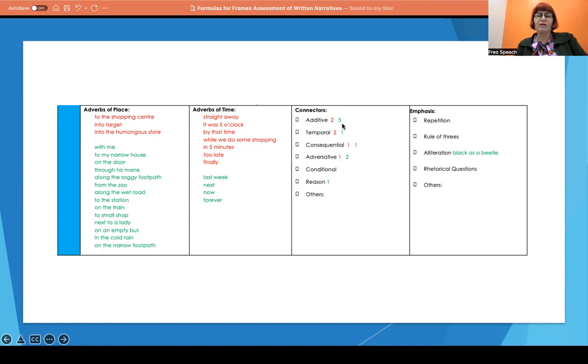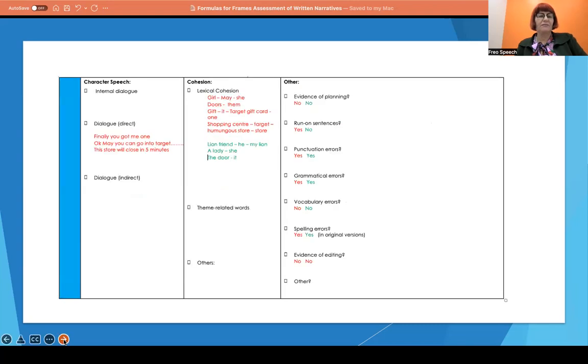In terms of connection, as I said, there's more, overall 5, 6, 7, 8, 9, 10 connectors in the second, and 2, 4, 5, 6 in the first. But good to see that there were consequential and reasoning ones. One alliteration, "black as a beetle". Dialogue in the first, not in the second.